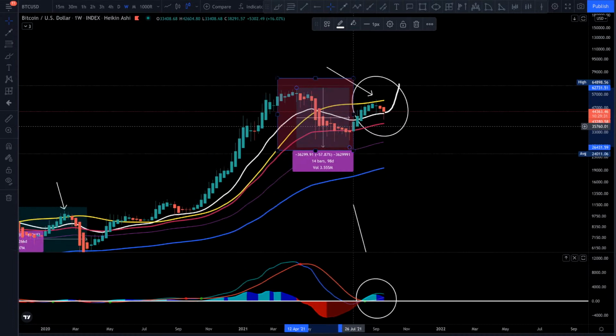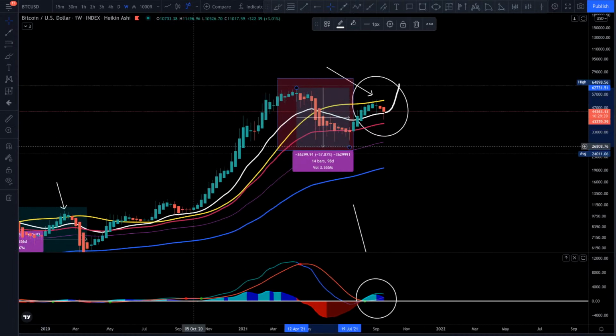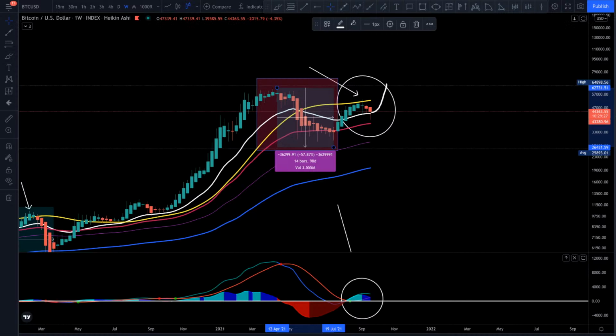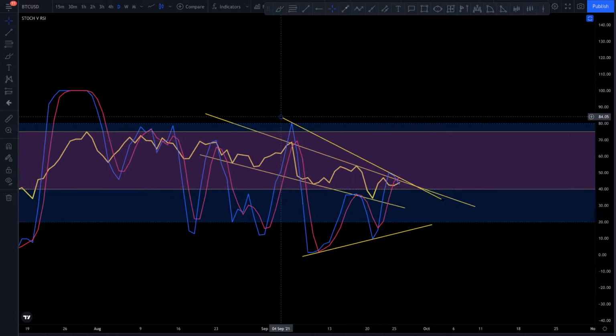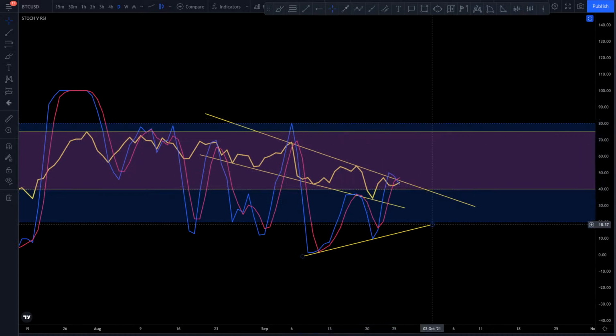Now, while we're on this chart, I'm going to move on to another chart right now, because I want to show you other stuff as well. I'm looking at this stochastic RSI, and this is on a daily. The blue line and red line are the stochastic RSI. The yellow line is RSI. If I take this line off just for a second because I was measuring the stochastic, this is what we see here.